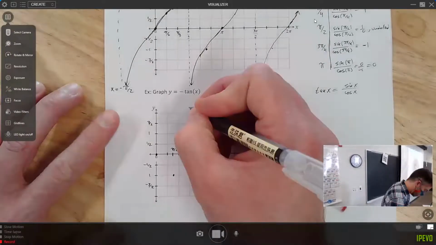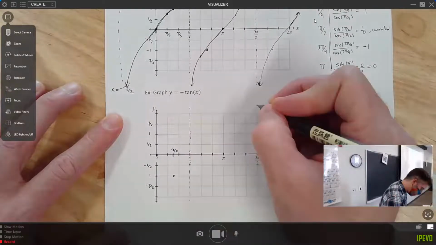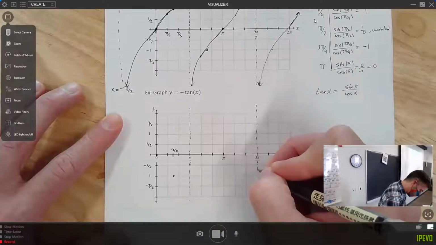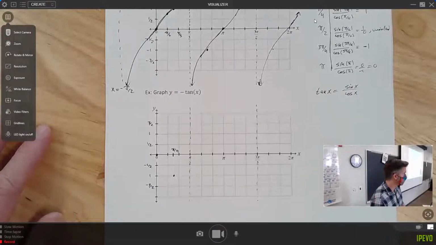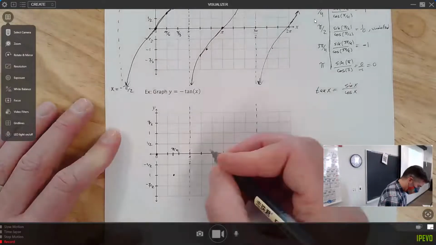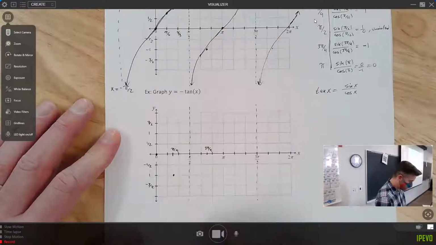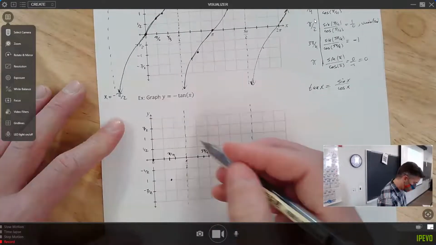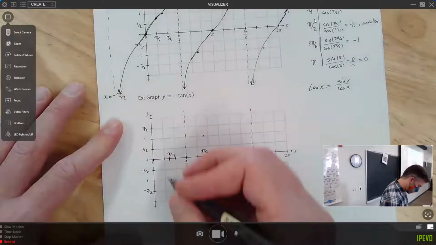And then I know I've got a vertical asymptote at pi over 2. I'm going to have vertical asymptotes at every odd multiple of pi over 2. That's always true for tangent. So pi over 2, 3 pi over 2, 5 pi over 2, 7 pi over 2, et cetera. We're always going to get a vertical asymptote there because that's where tangent is undefined. Tangent of 3 pi over 4: normal tangent of 3 pi over 4 would be negative 1, but negative tangent of 3 pi over 4 is positive 1. So I'm just taking this graph and flipping it over. So it's going to look like this.